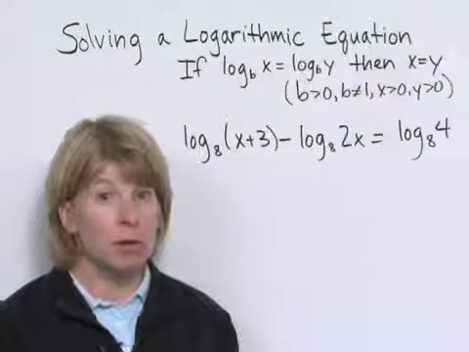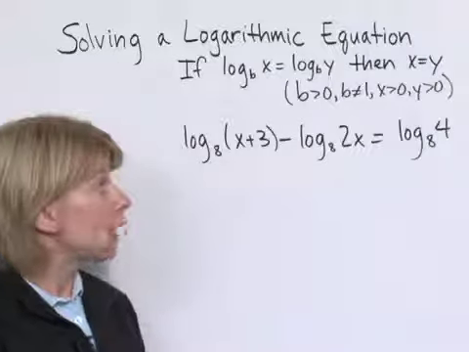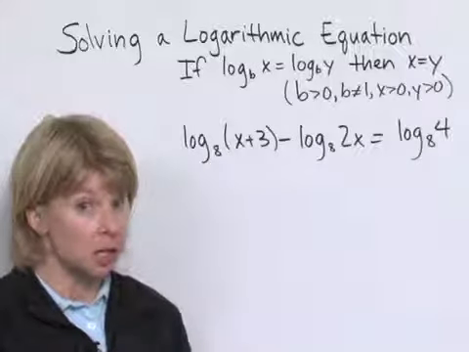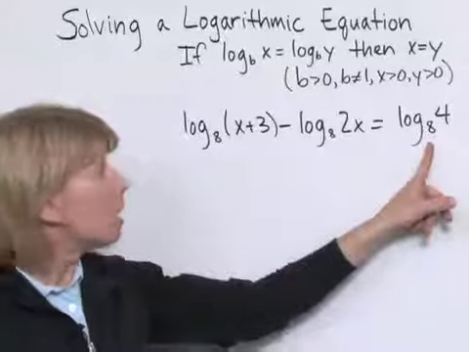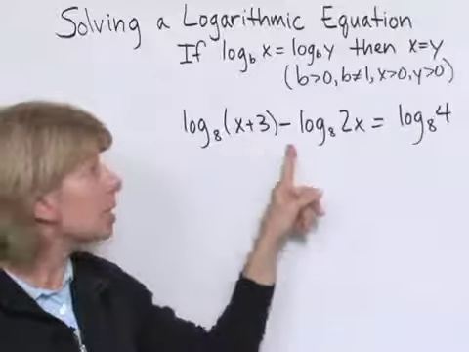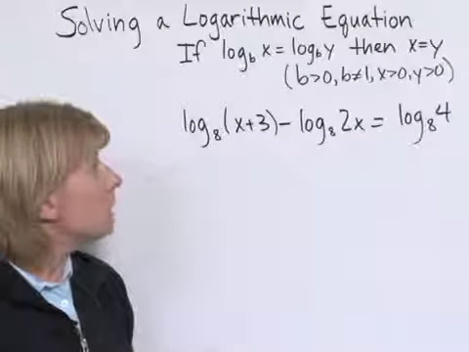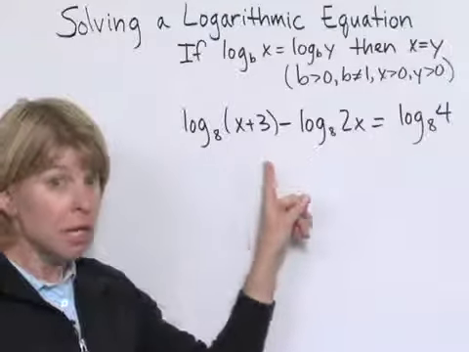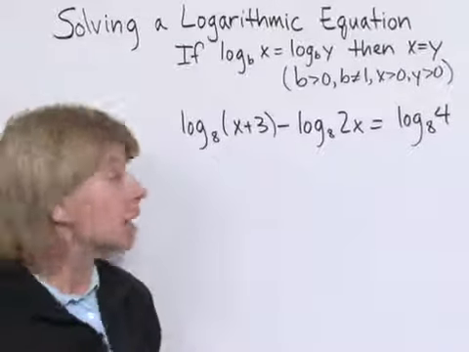Here we have a logarithmic equation, and as the hint suggested, we want to try and rewrite the equation so we have just one logarithmic expression on each side. On the right-hand side, we do have just one log. On the left side, we've got the log of x plus 3 base 8 minus the log of 2x base 8. Because both logs have the same base, we can use the property to write it as one log as long as we divide x plus 3 by 2x.